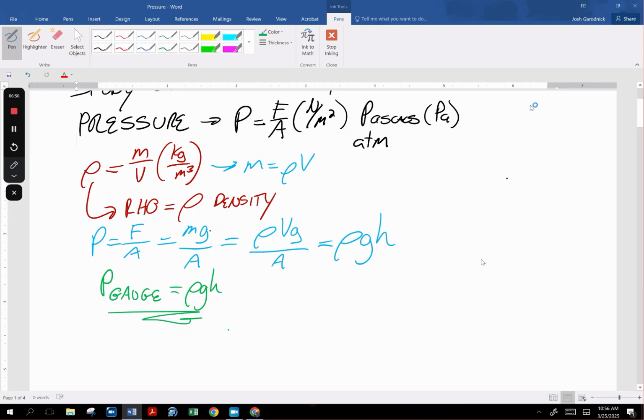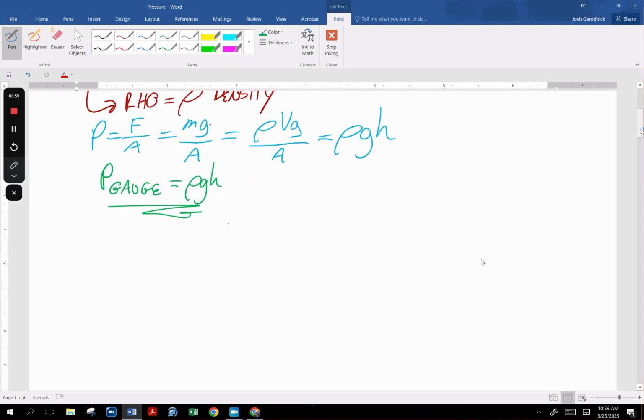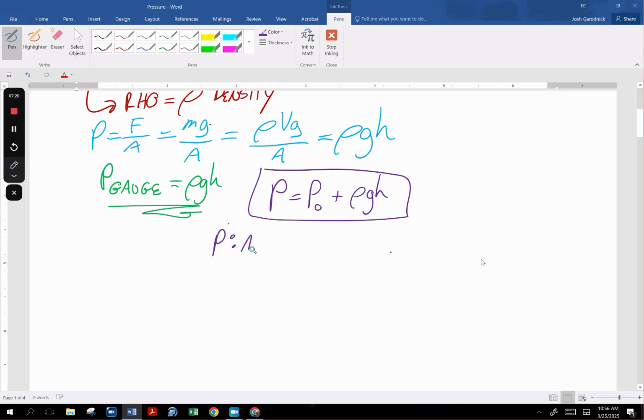Here's the equation. This is what's on the AP equation sheet. Pressure equals P naught plus rho g h. So let's define these things real quick. P is absolute or total pressure. P naught is the atmospheric pressure. It's a big word for me to spell. Atmospheric pressure.